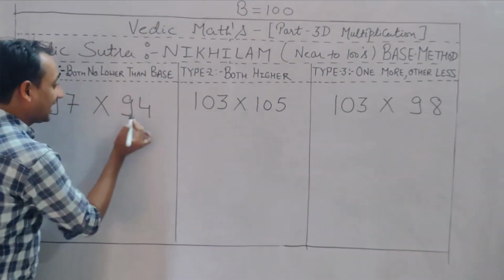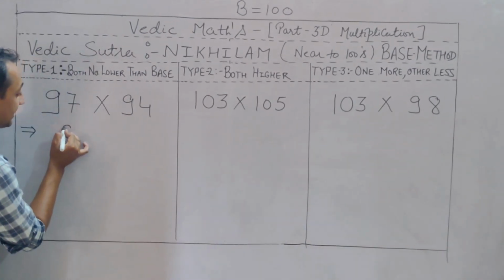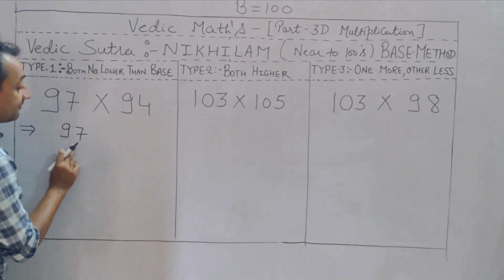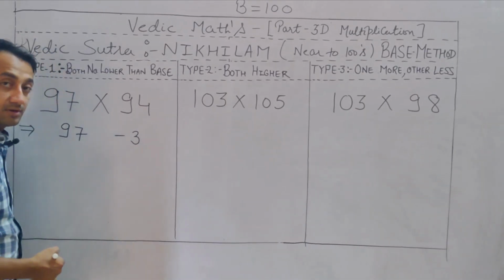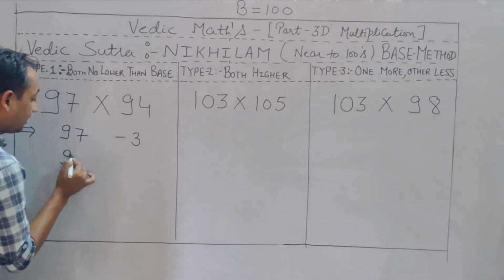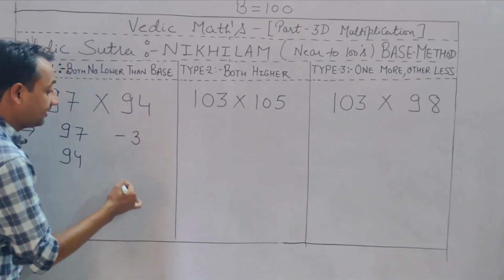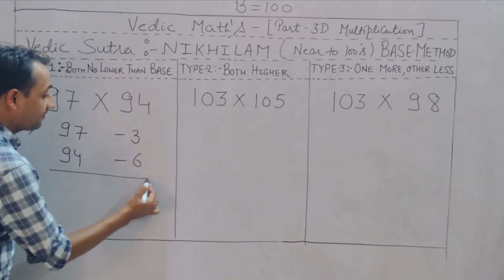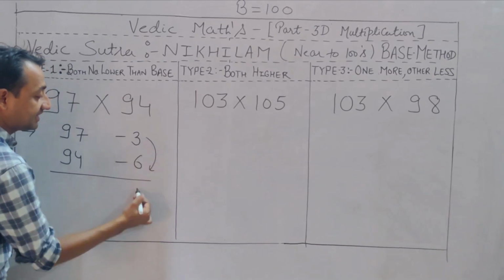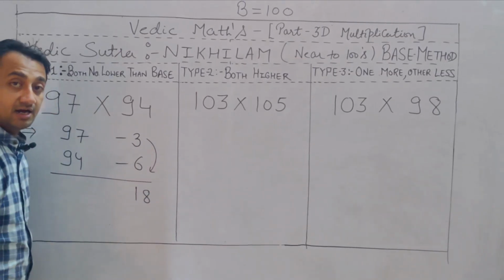So 97 and 94 are there. 97 is how much lesser than 100? Minus 3 lesser than 100. 94, I am writing here. 94 is how much lesser than 100? Minus 6 lesser than 100. That we have already done. Now we will multiply the differences. 6 times 3 is 18. 6 times 3 is 18.